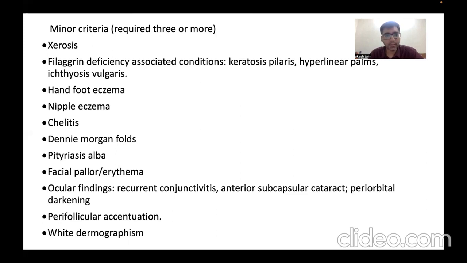Next is facial pallor or erythema, and ocular findings in such patients include recurrent conjunctivitis, anterior subcapsular cataract, or periorbital darkening. This is very important. Next is perifollicular accentuation, and the last is white dermographism or pale dermographism. So this is the minor criteria included in the Hanifin and Rajka criteria, which is very important.